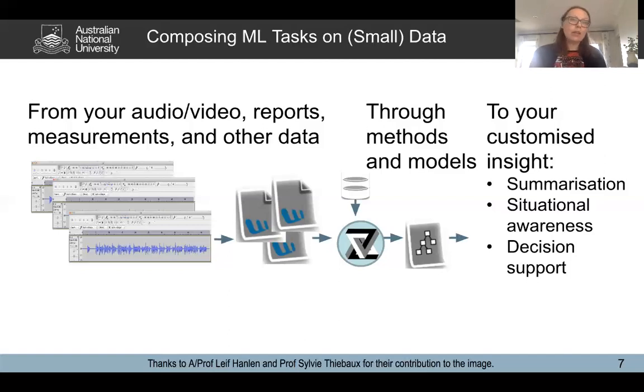After that, it's the part of choosing the machine learning methods and models for both the prediction task as well as the evaluation part. So there are two methods here, the ones that process the data and the ones that evaluate in the end how well we do. And in the end, we hopefully get customized insights. So it could be the filled out form or summarized text or decision support system or something that helps in situational awareness of what's going on.